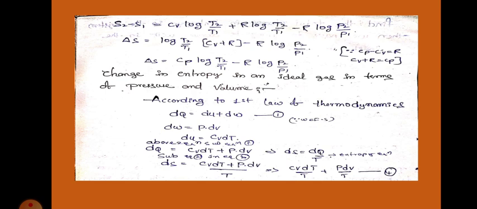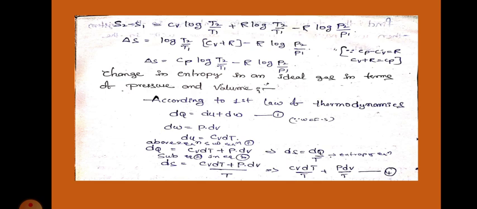But according to the entropy equation, that is ds is equal to dq by T. So substitute equation number 2 in equation number 3, that is ds is equal to Cv dT plus p dv by T. Therefore Cv dT by T plus p dv by T, this is the equation number 4.